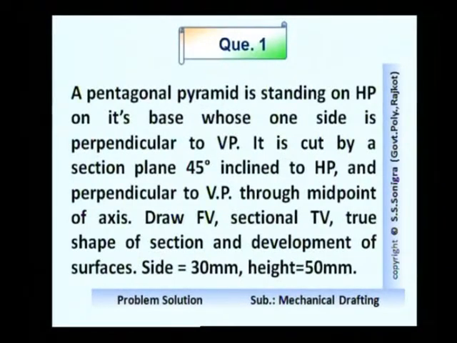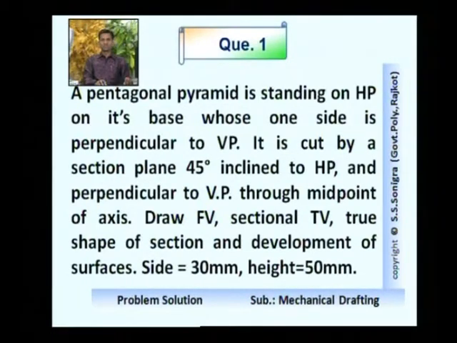The first problem for today's discussion is that a pentagonal pyramid is standing on HP on its base whose one side is perpendicular to vertical plane. It is cut by a section plane 45 degree inclined to HP and perpendicular to vertical plane through midpoint of the axis. Draw front view, sectional top view, true shape of section and development of surfaces. Side length is equal to 30 mm. Height is equal to 50 mm.